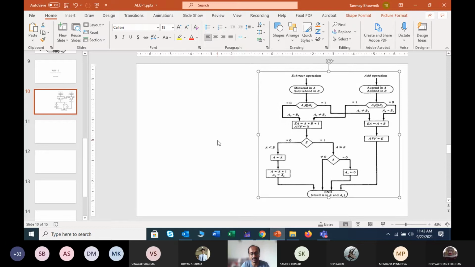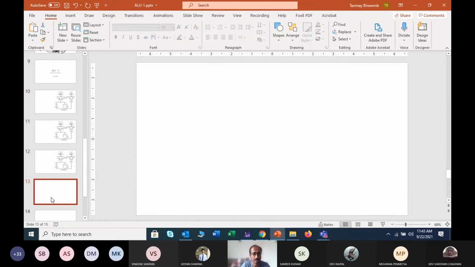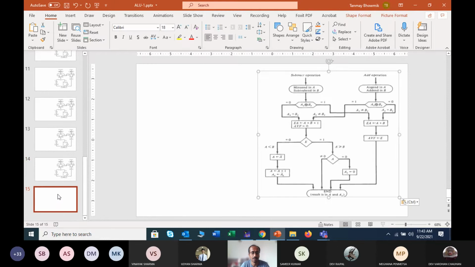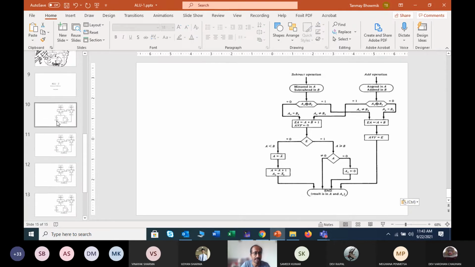So let me just copy all this slide with this flowchart only, so we can continue later very fast. So let us first start with this section.